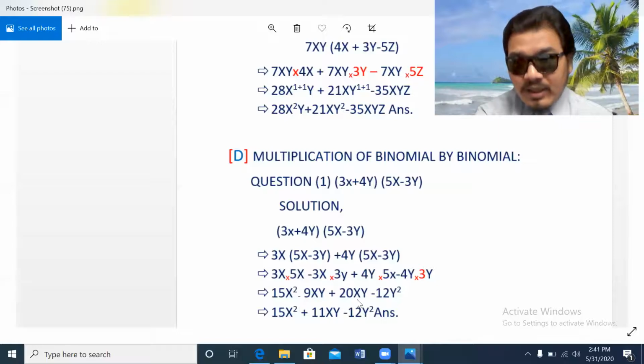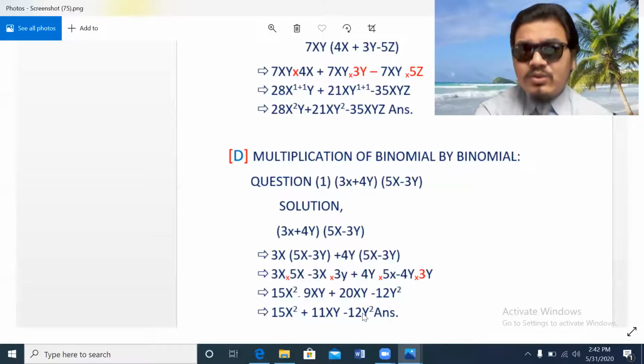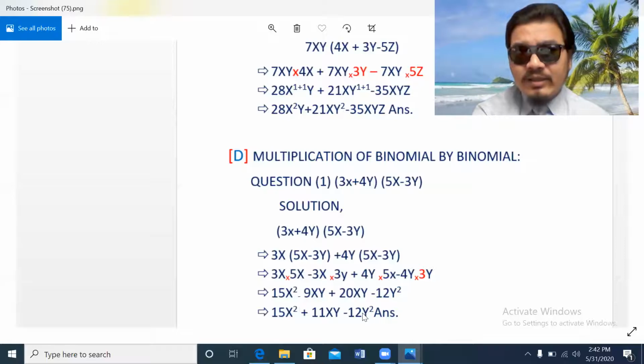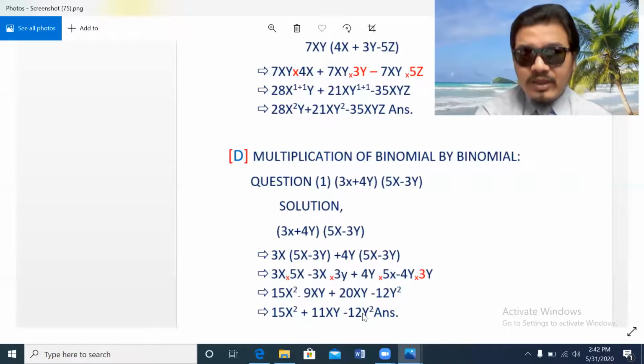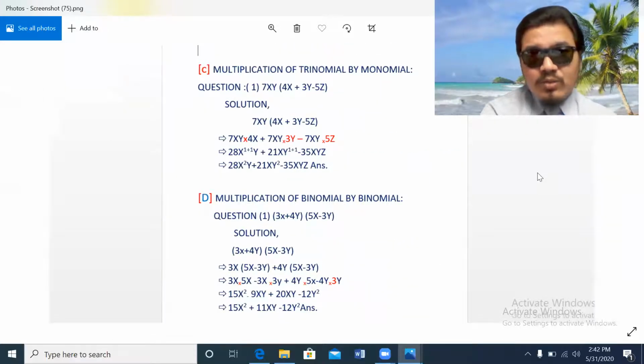Now here, 4 into 3 is 12, y into y is y square, and this is the same, 12y square, right here. And this is the process, this is the method to multiply a binomial by a binomial. I hope you have understood this, and you will be able to multiply a binomial by a binomial.